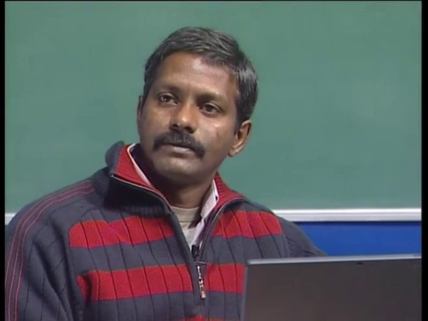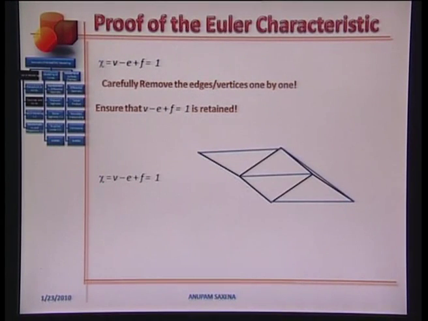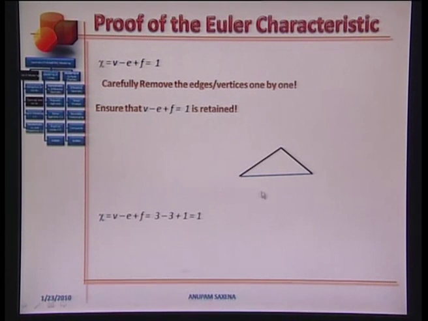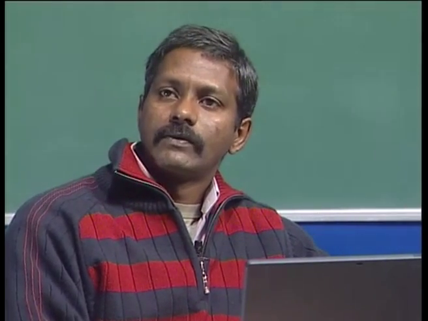Please follow this carefully now. Remove an edge, still retain all triangles. Remove an edge, still I have all triangles. Remove a vertex and two edges. Remove a vertex and two edges. And remove a vertex and two edges again. What remains finally is a triangle for which the number of vertices is 3, the number of edges is 3, and the number of faces is 1. So chi equals 1 remains. This is a QED for a pictorial proof for the Euler characteristic.